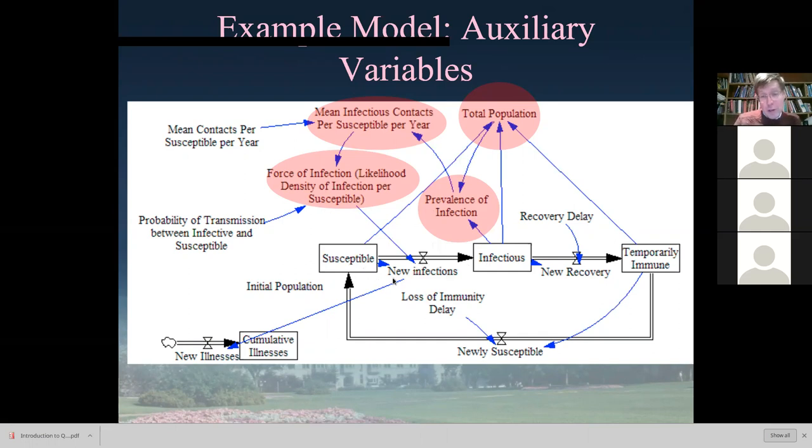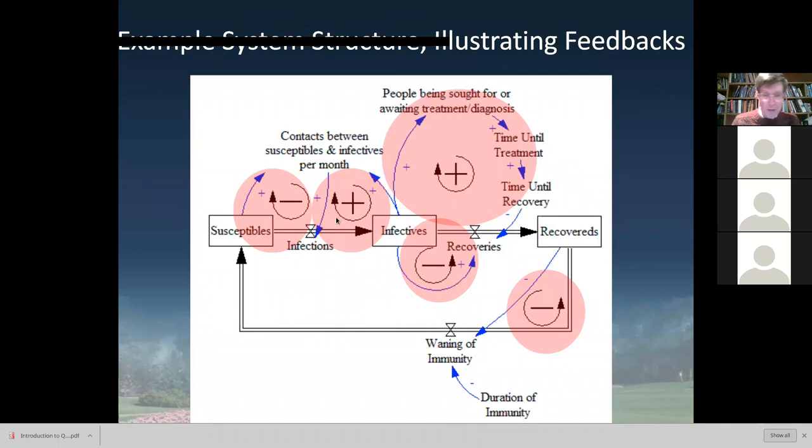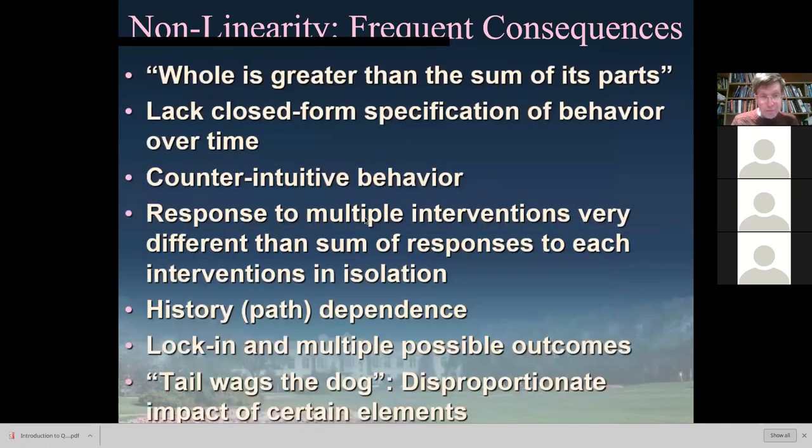By contrast, with new infections flowing out of susceptibles, new infections will tend to drain the number of susceptibles. So if you have more susceptibles, you have more new infections, which will tend to drain susceptibles. And that's a negative feedback. And you'll see them illustrated here, even though the details of the diagram are a bit different.